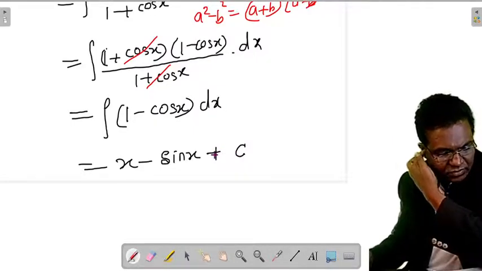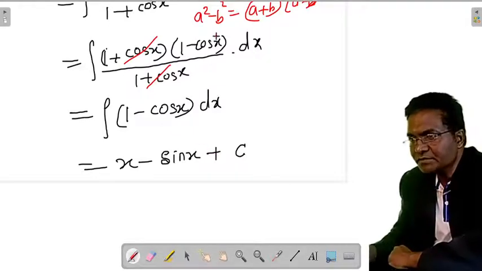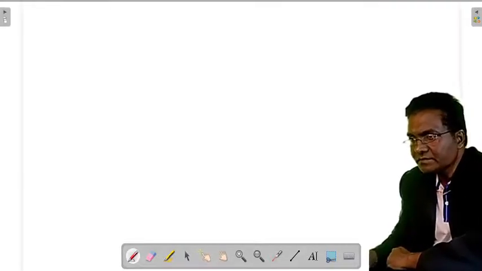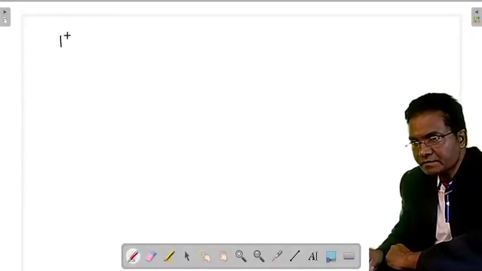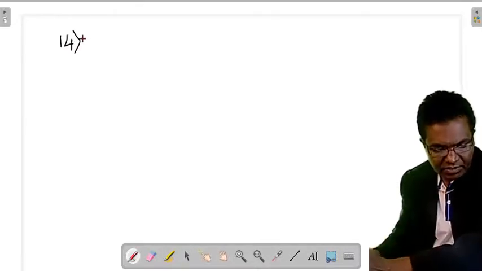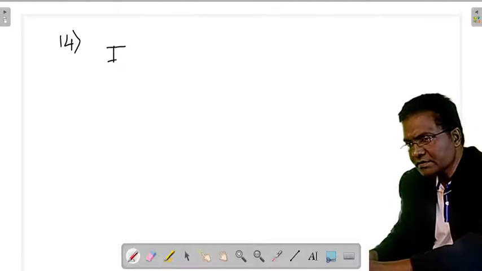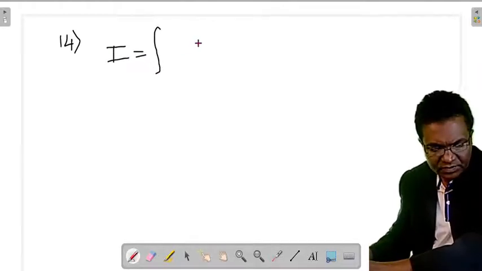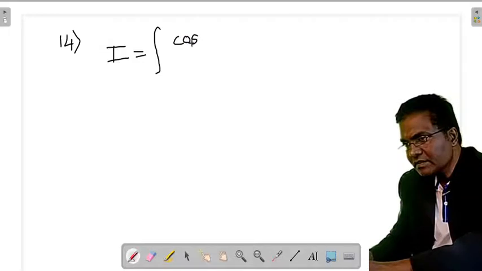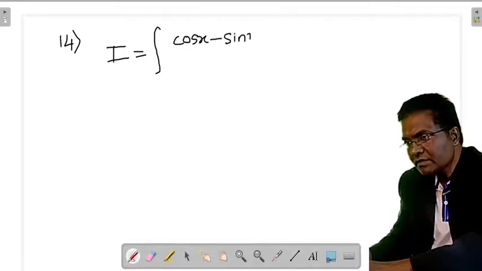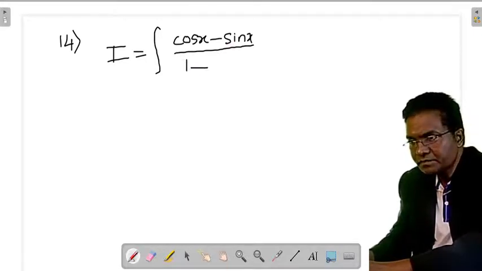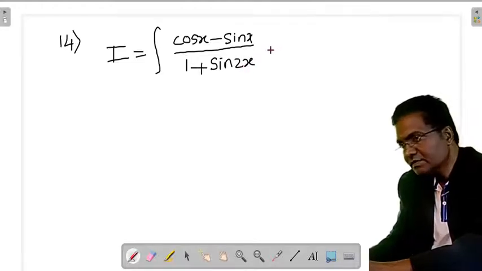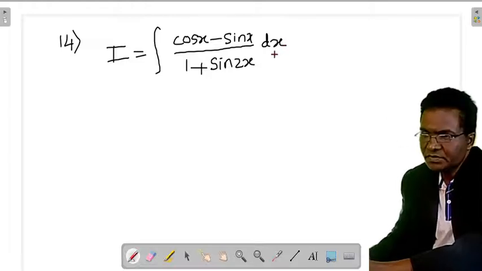So the 13th one is already done in the previous class. So let's have example number 14. Integrate (cos x minus sin x) divided by (1 plus sin 2x) dx.